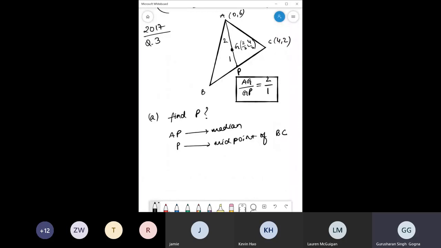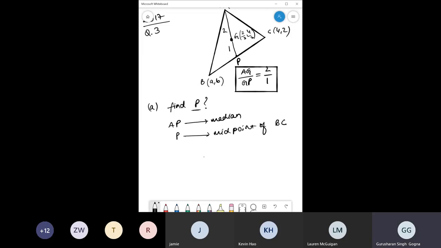So if I know the midpoint formula, I can find the point P. But the problem is I don't know what B is. So let us assume that B is (a, b), because we don't know the coordinates of point B. So before I find point P, I can find B, and then I can find P using the midpoint formula. That is one way of doing it. But I will do it some other way because I need to cover one more formula from your chapter.